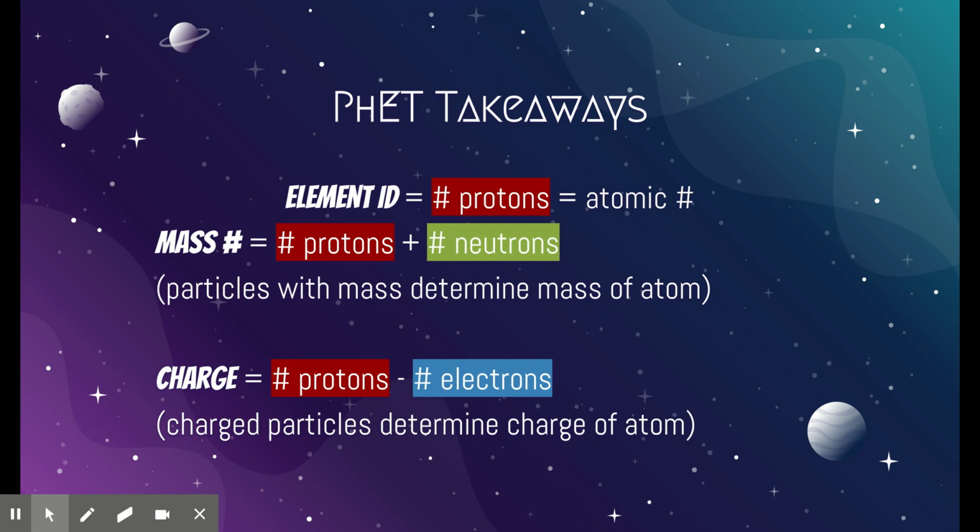Okay, so if I have 13 protons, I'm aluminum. If I have 7 protons, I will be nitrogen. Okay, if I have 92 protons, I'll be uranium.